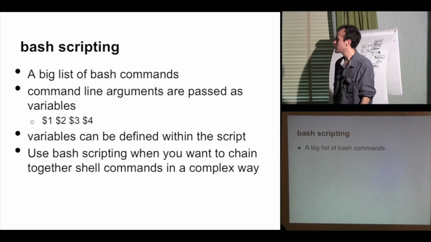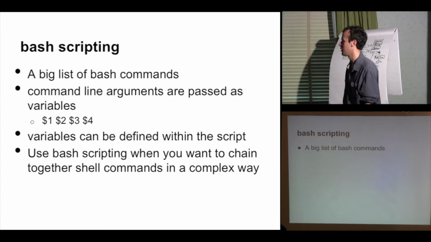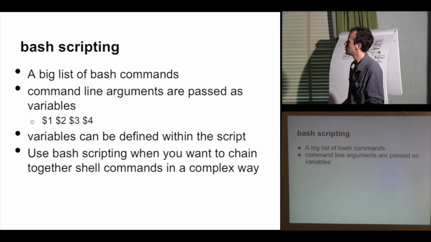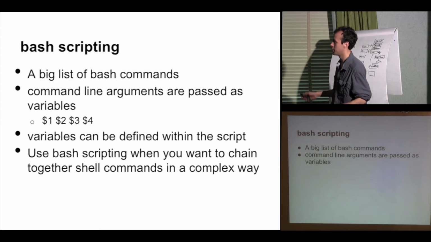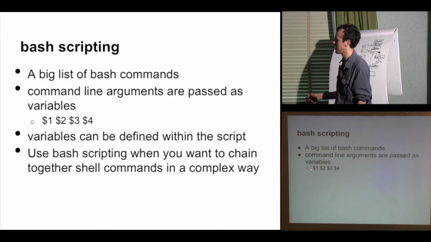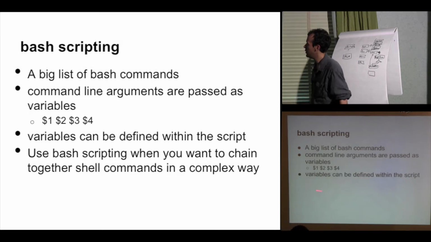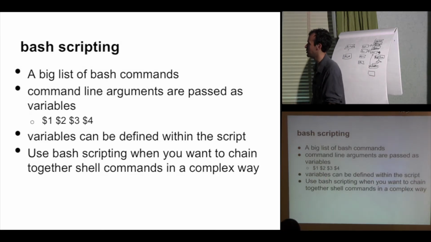So a bash script is, in its most basic form, a big list of bash commands in a file that you've made executable. The cool thing, though, is you can pass in command line variables as arguments, and they have variable names: the first one is $1, the second one's $2, 3, 4, etc., for however many command line arguments the user gave you. And you can also define variables within the script.